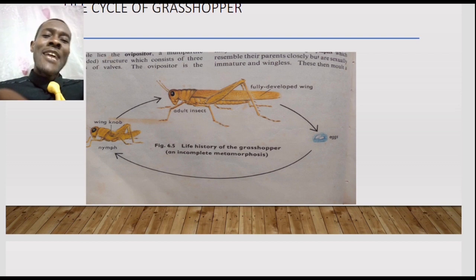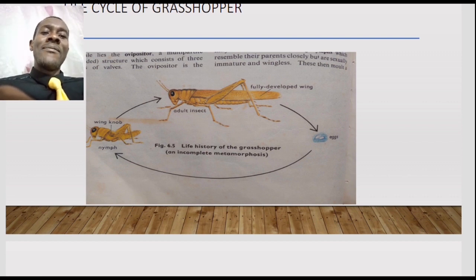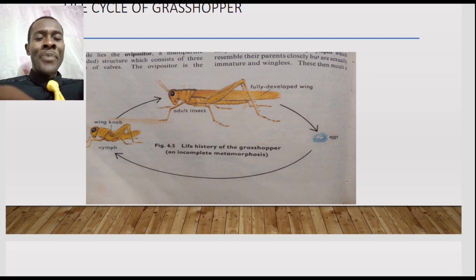The grasshopper operates incomplete metamorphosis, a cycle in which you have the mature stage laying eggs which will hatch into the nymph. The nymph is the young adult. It resembles the adult in every way except that it is sexually immature, and in most cases they are wingless. But as they develop, they will grow into a winged grasshopper into the adult stage.